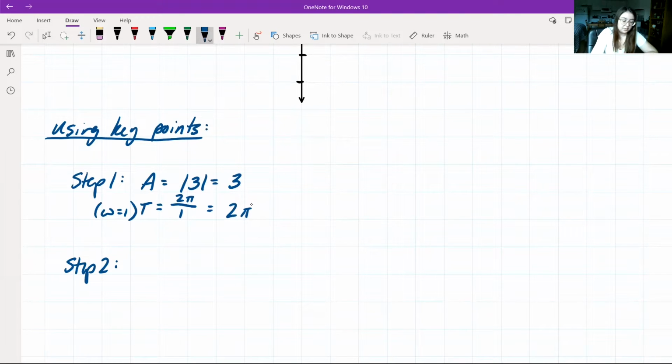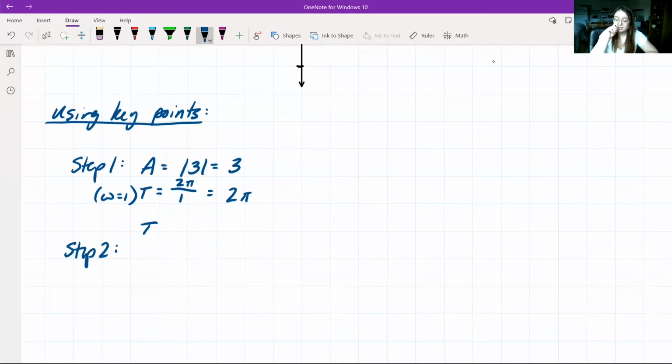For step 2, we just want to take a period. So any given period that we want, we can take a period and separate it into 4 equal subintervals. So we're going to take that period, divide it by 4, and that's going to be the length of each subinterval. So as an example, let's pick the total interval of 0 to 2 pi.